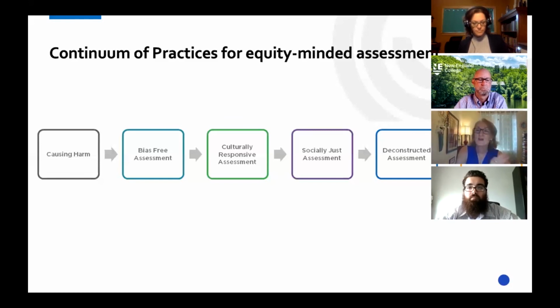So that's the theoretical continuum that we see. And I think a lot of the practices that are emerging take place in various spaces around here, and we're starting to think about various ways that people are approaching this large topic of equity-minded assessment. So I'll turn it over to Natasha, I think, or Erick.